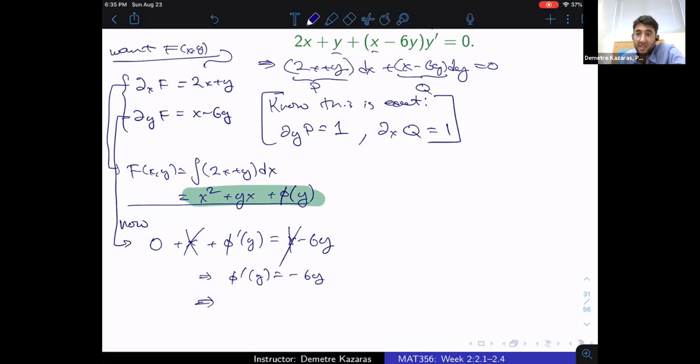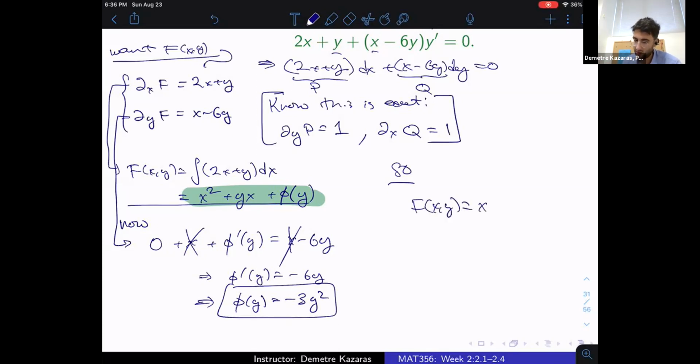To figure out what phi is, we just need to integrate. So phi itself is just the antiderivative of minus 6y. That is definitely minus 3y squared. So we just figured out what F is. Capital F of x, y is going to be x squared plus yx minus 3y squared.